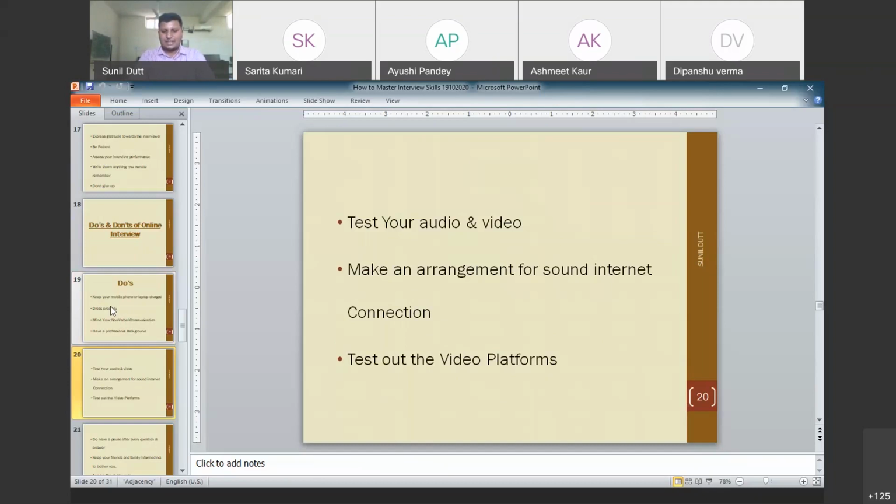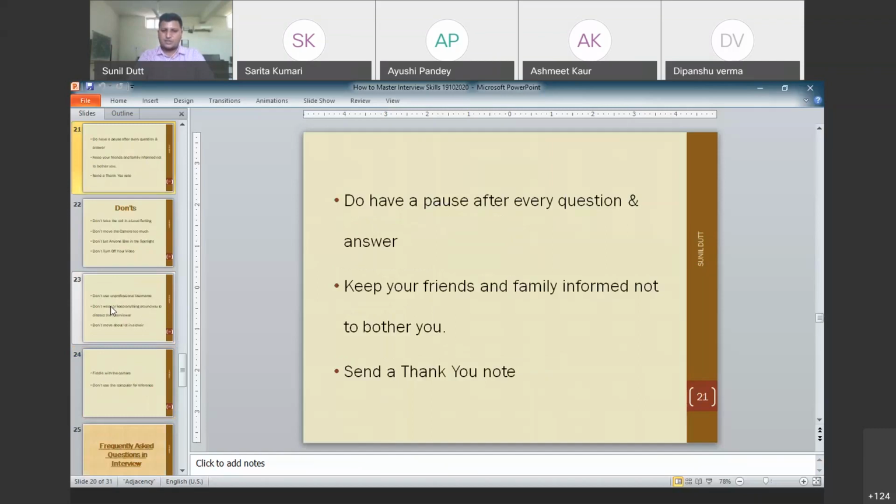Test out the video platform. This is what I was telling you. Better be familiar with the application over which you are going to have an interview. Do have a pause after every question. This is rather important in both kinds of interviews, offline and face-to-face mode. You need to be relaxed once the question is posed, then try to answer after a fraction of a second.